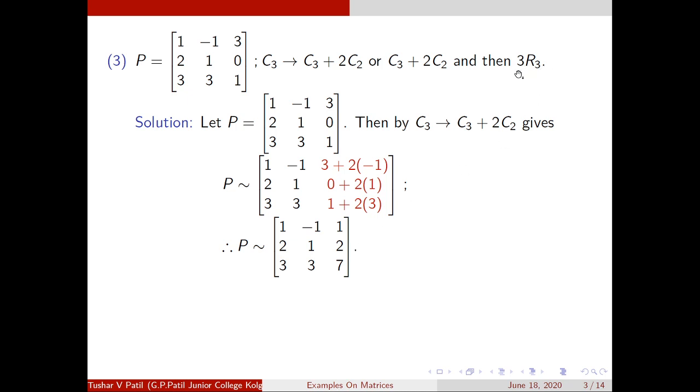Now we apply the next operation, 3 into R3. That means multiply the third row by 3. That means 9, 9, 21.